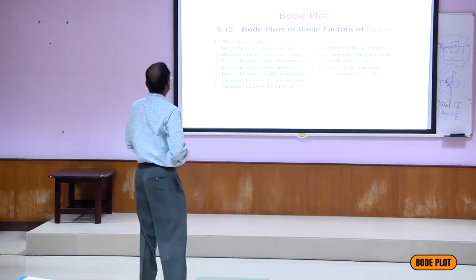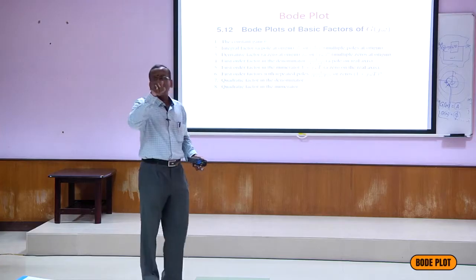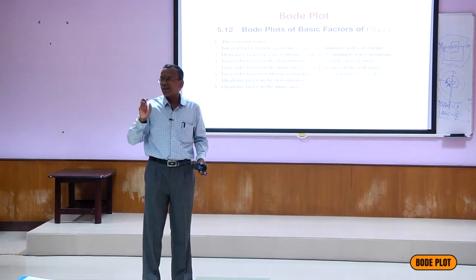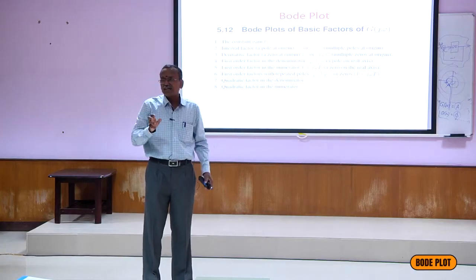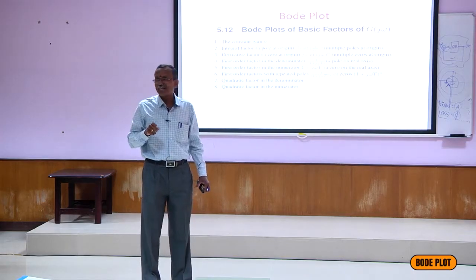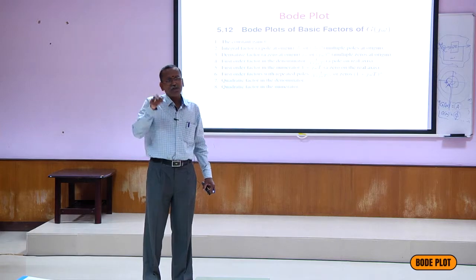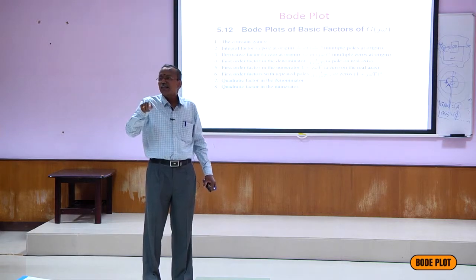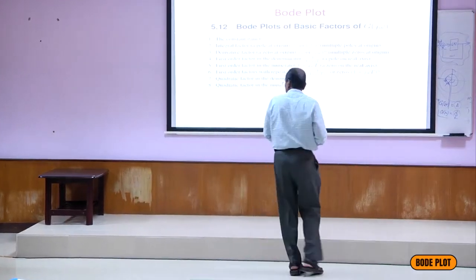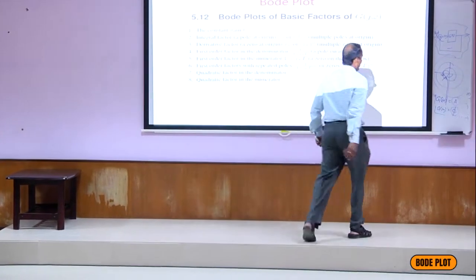If we take a transfer function K divided by some polynomial in S, and sometimes the numerator also has a polynomial in S, if you factorize that, what factors do you get? In the denominator you get first order factors, tau S plus 1. In pole-zero form it is S plus P1. In time constant form, it is tau 1 S plus 1. So any transfer function can be broken into many factors.